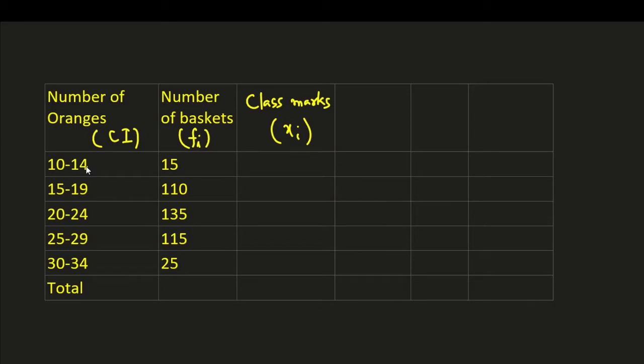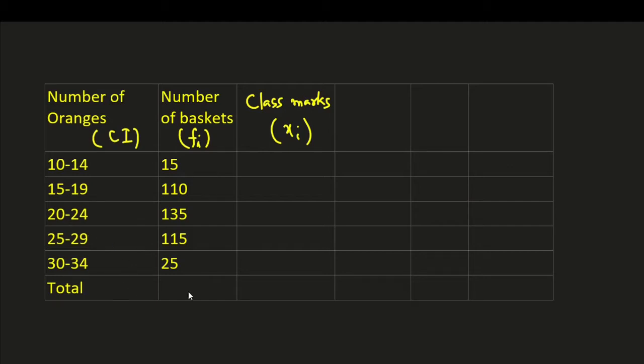Here the class intervals are not exclusive class intervals. These are not continuous. Here there is a gap between the upper boundary of this class interval and the lower boundary of this class interval. In continuous class intervals, the upper boundary of a class interval and the lower boundary of the next class interval are the same. But here it is not the case. First we have to make these classes exclusive classes. So let us make these classes exclusive.